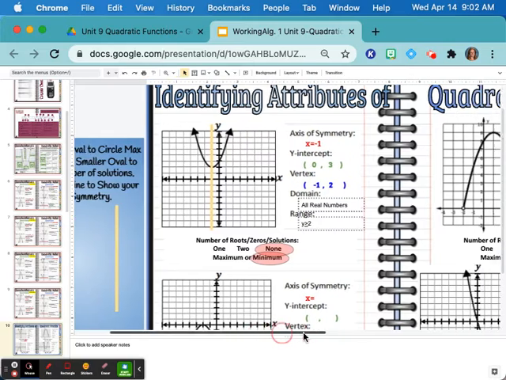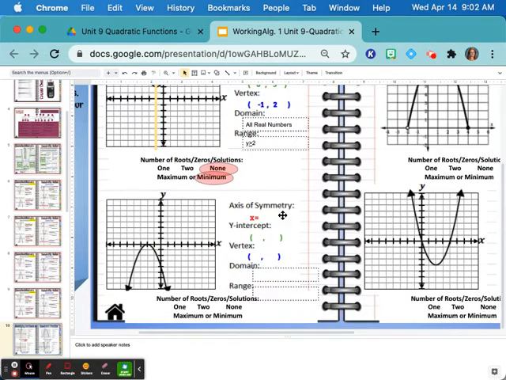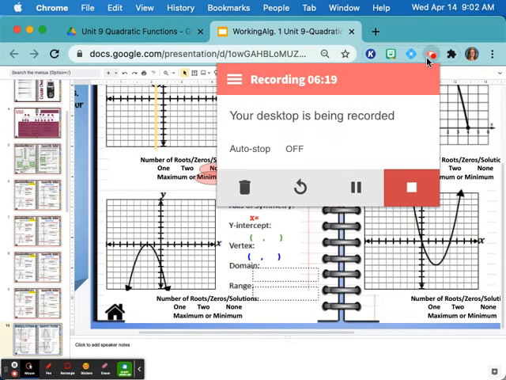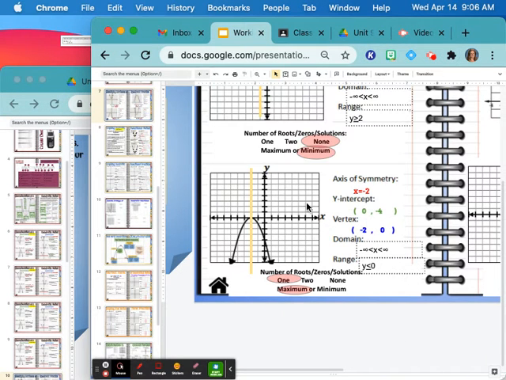Okay, so now I'm going to give you time to do the next one right here. I'm going to pause the video. I want you to pause the video and work on the second example. Let's look at the next example. Check your work.